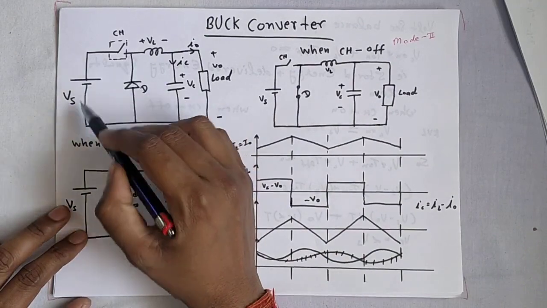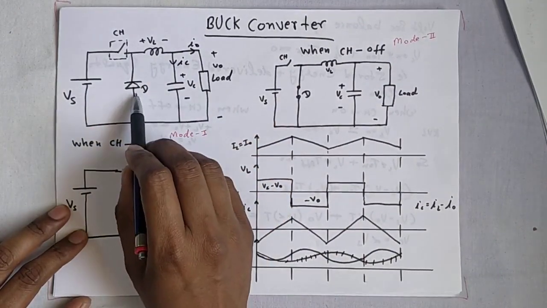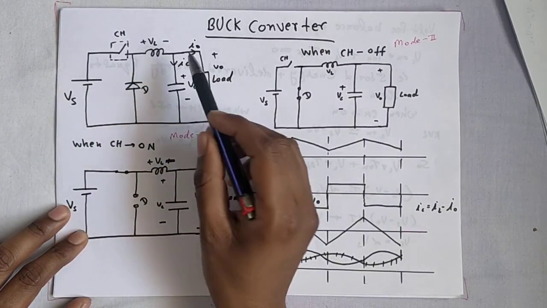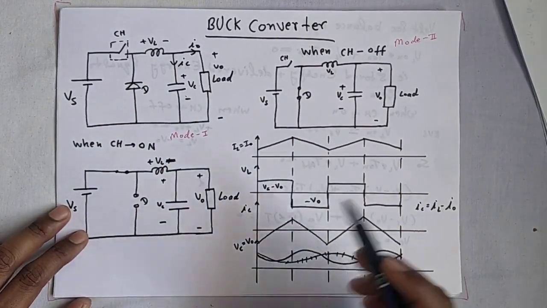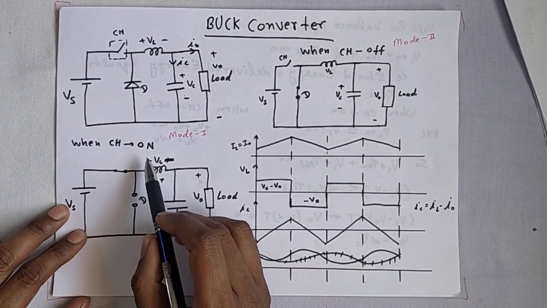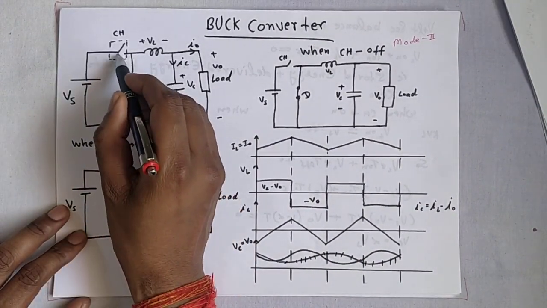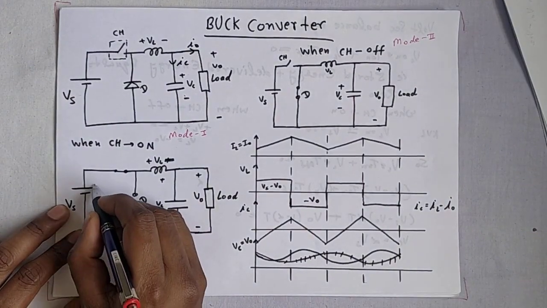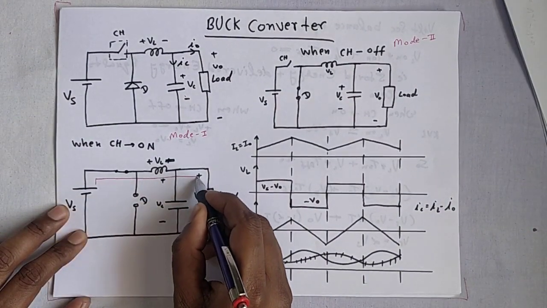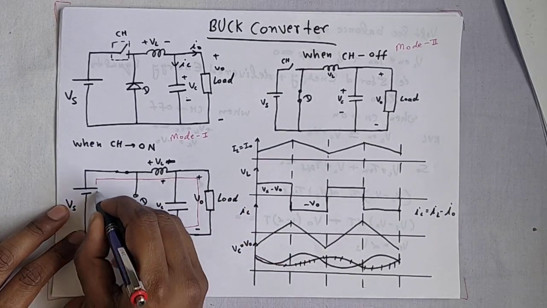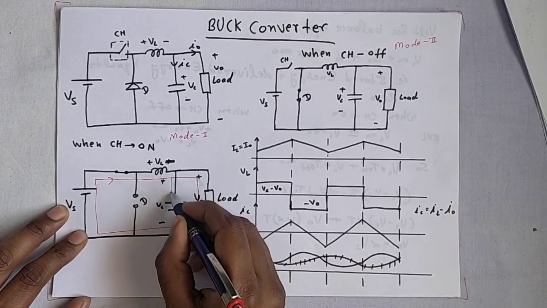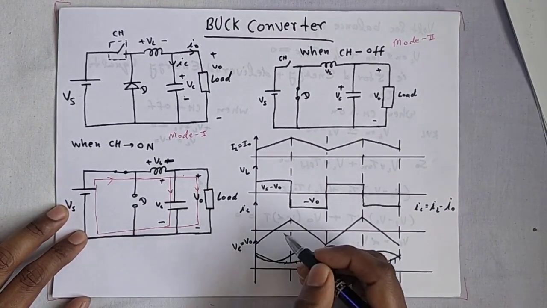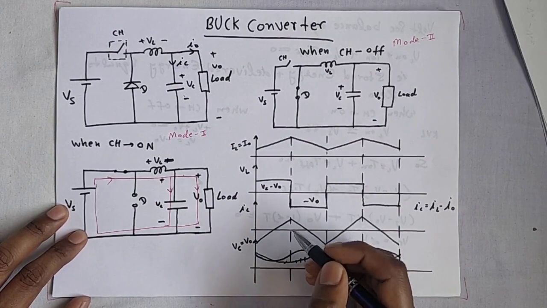This is the CH. This is our circuit diagram. This is the diode. This is Vs, the source voltage, the inductor, the capacitor, and the load. When CH is on, this connection is closed. Current will flow from here to the load and also through the capacitor.